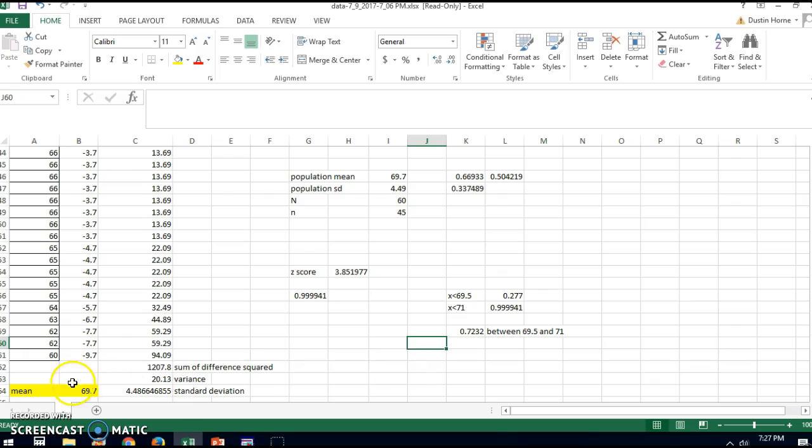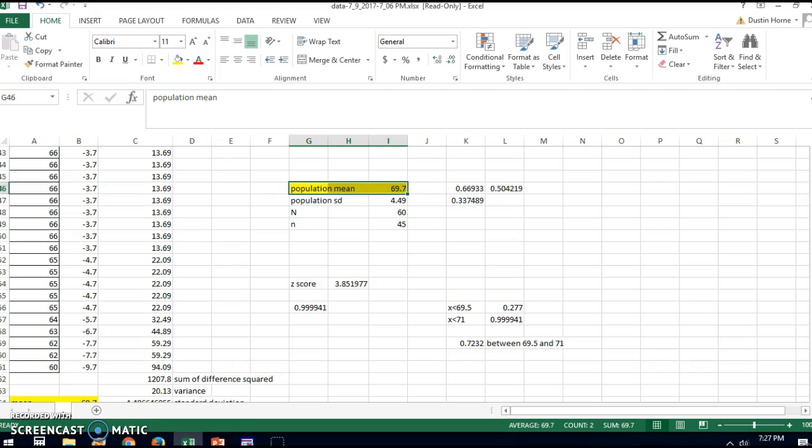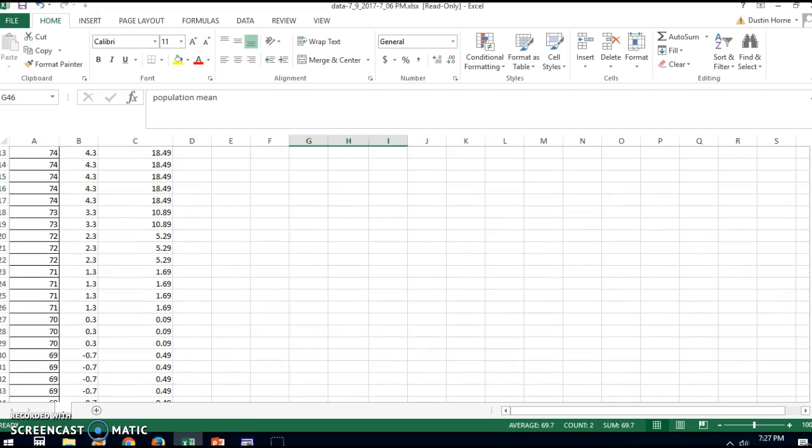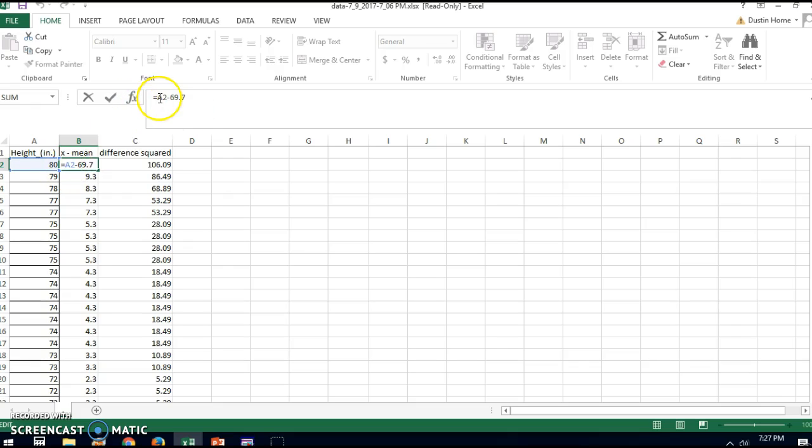So what I did was I put the mean down here. This is the population mean. It's also right here. Okay, so I set up my formula, and this is strictly just to do for the homework. You won't have to do all this for the test. You won't have this complicated of a calculation with 60 numbers. But what I did was I set my formula as equals, and then I clicked on the cell, and then I put minus 69.7, and I press enter, and then I just copied the formula on down.